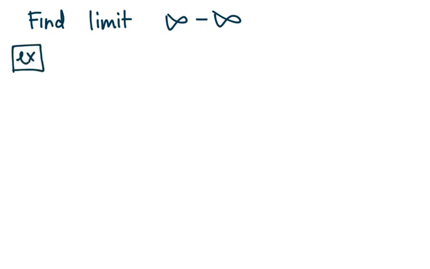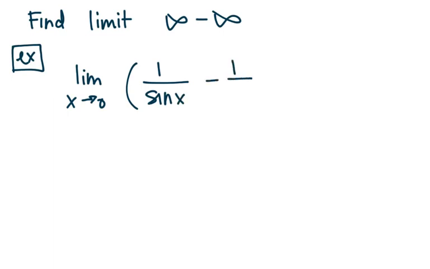So let's look at one more example in this video. We will find the limit of something when we have infinity minus infinity. And you're going, well, that should equal 0, but we don't know how big the infinity is. So in this example, we are going to do the limit as x goes to 0 of 1 over sine x minus 1 over x.